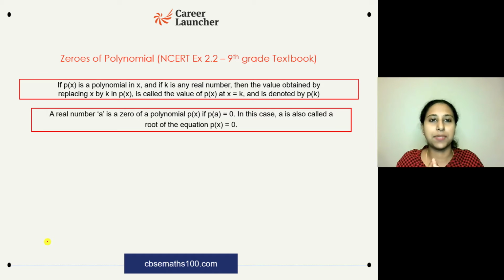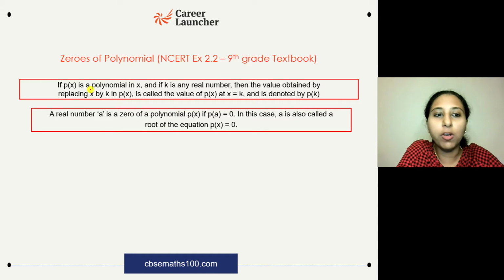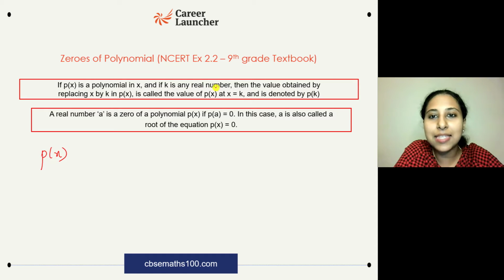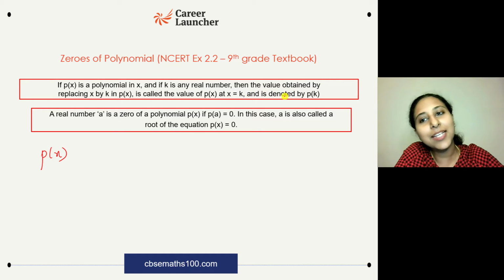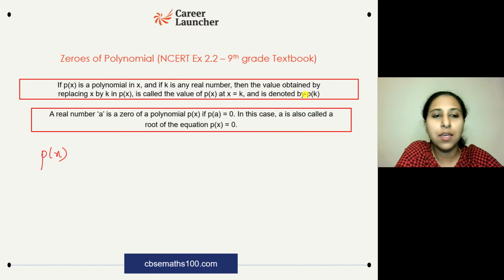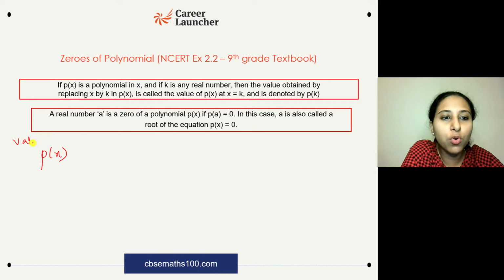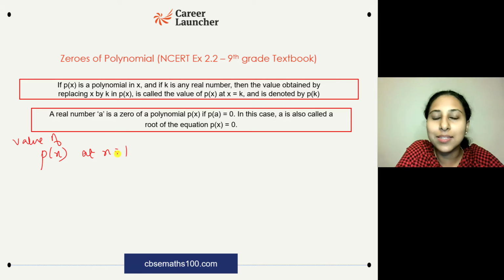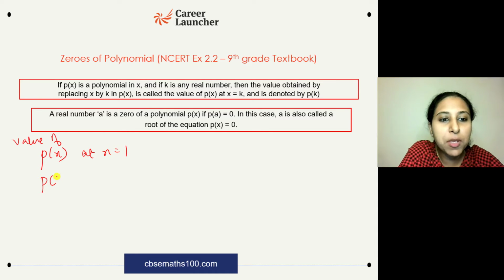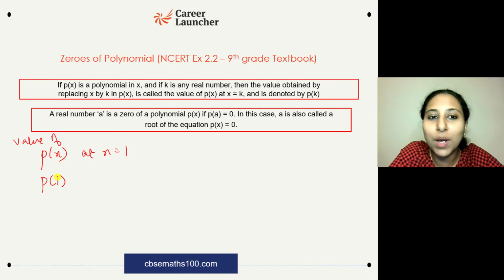Now let's look at the concepts. If p of x is a polynomial in x, so there's some polynomial p of x, and if k is any real number, the value obtained by replacing x by k in p of x is called the value of p of x at x is equal to k and is denoted by p of k. So if I want the value of p of x at x is equal to 1, let's say, you would be writing that as p of 1 after replacing x with 1.